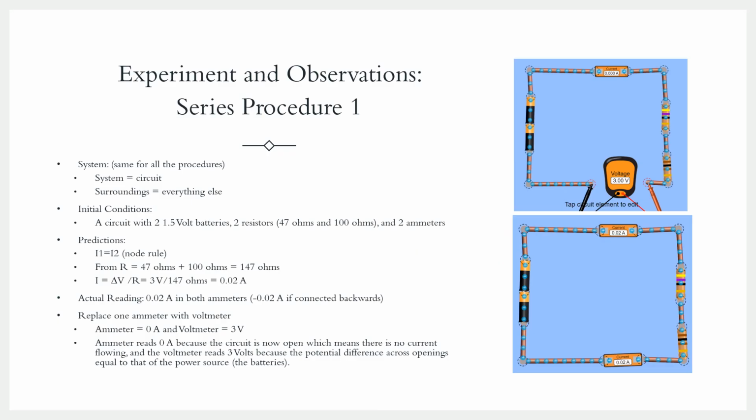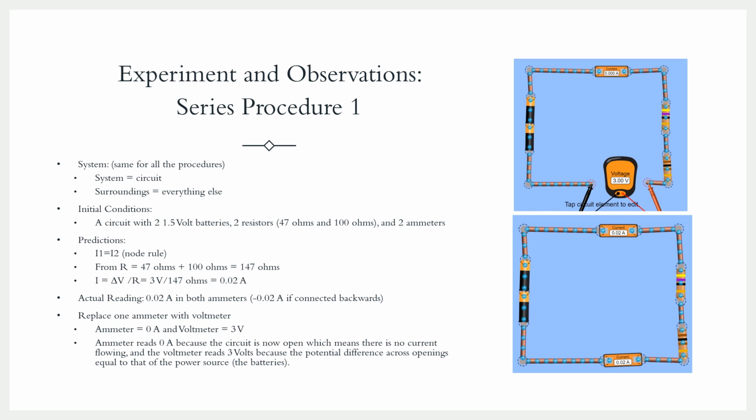For our first experiment, we did a series circuit. For the system, it was the circuit, and the surroundings were everything else. For the initial conditions, we had a circuit with two 1.5 volt batteries, two resistors, one 47 ohms and one 100 ohms, and two ammeters.